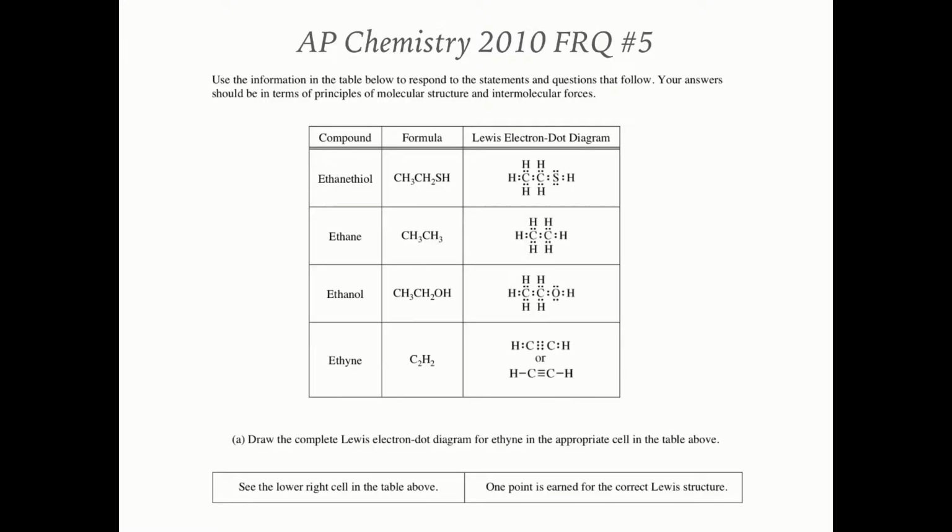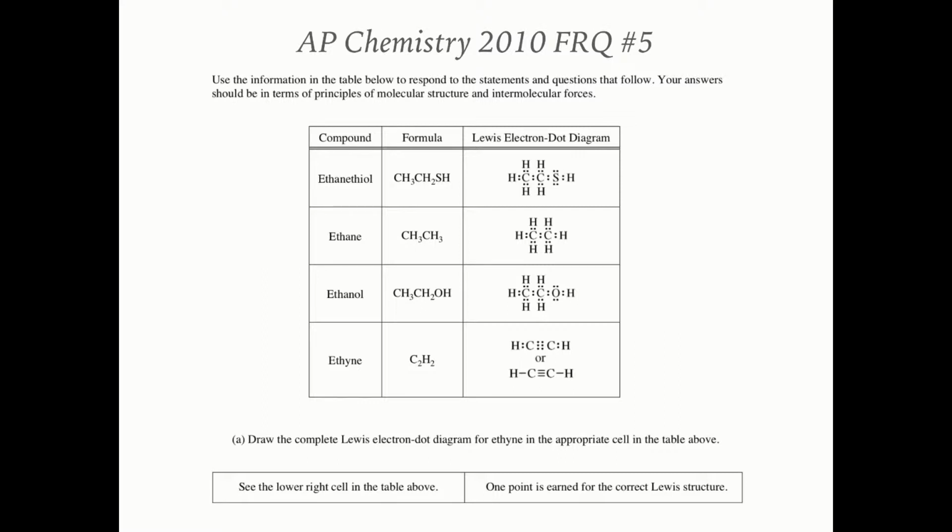So I'm going to go through and explain number 5 from the 2010 FRQ. So it gives you all of this information. Okay? And it says, draw the complete Lewis electron dot diagram for ethyne in the appropriate cell in the table above. So you've got C2H2. So I know I'm going to have a total of 10 valence electrons.